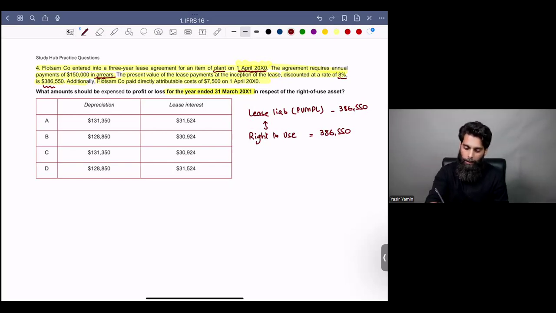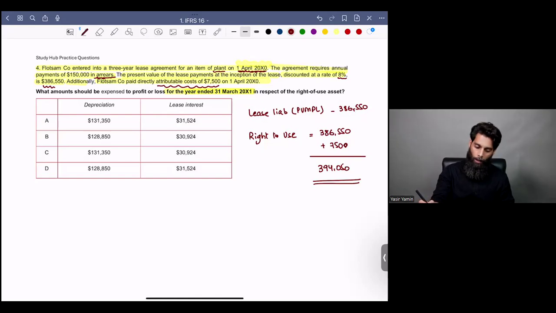No. In this particular case, there was a directly attributable cost of 7,500. As per IFRS 16's measurement criteria, you should include this 7,500 directly attributable cost. You should capitalize it within the value of your asset. Therefore, your total asset amount would be 386,550 plus 7,500. This total comes up to 394,050. The examiner is asking what should be the depreciation and what should be the lease interest.